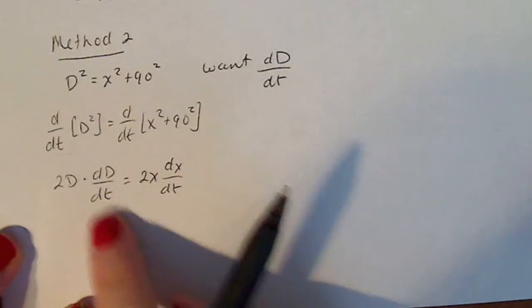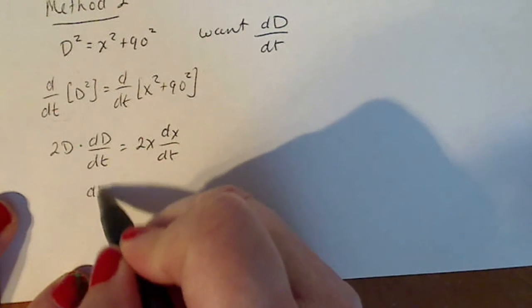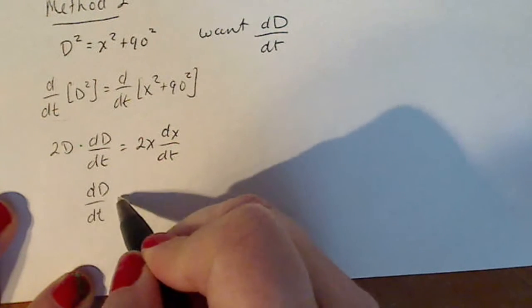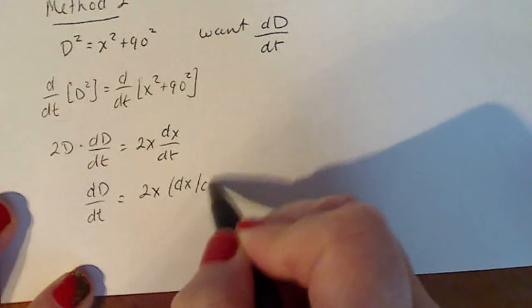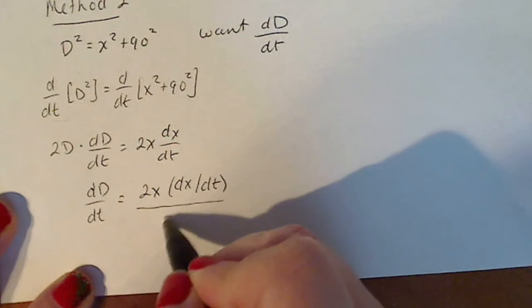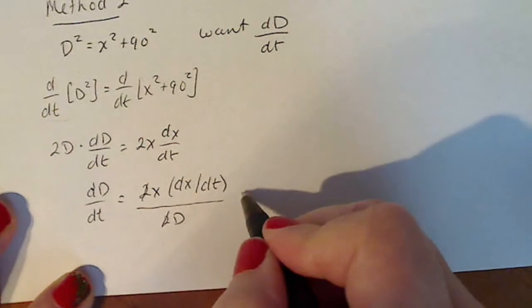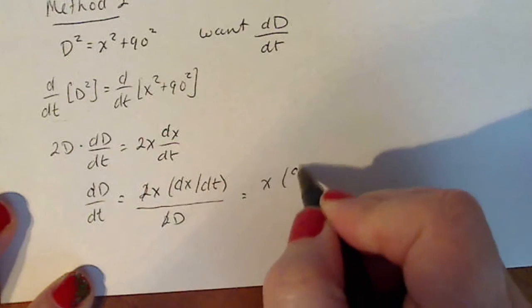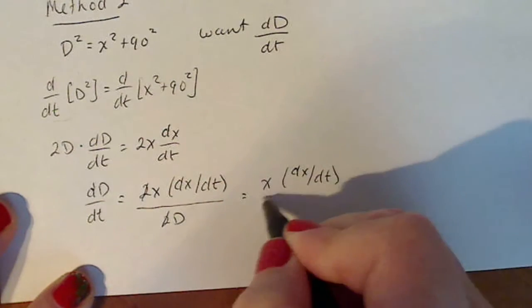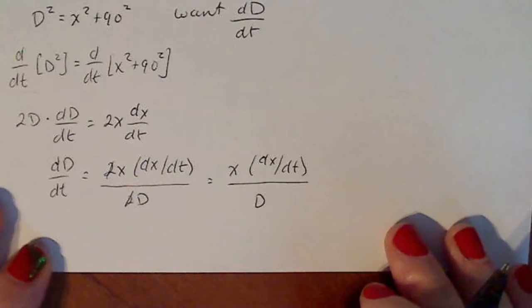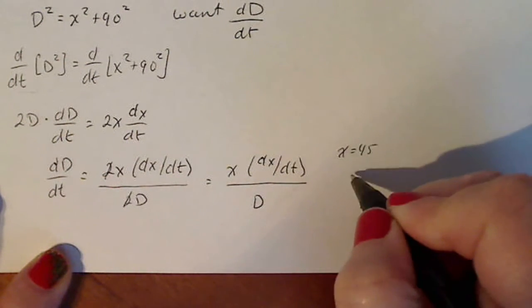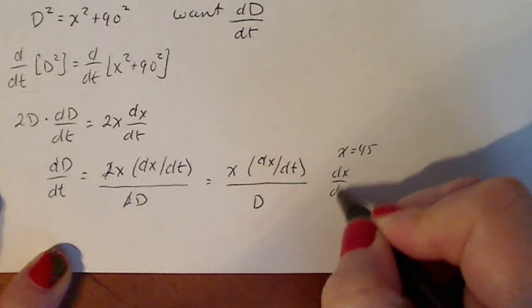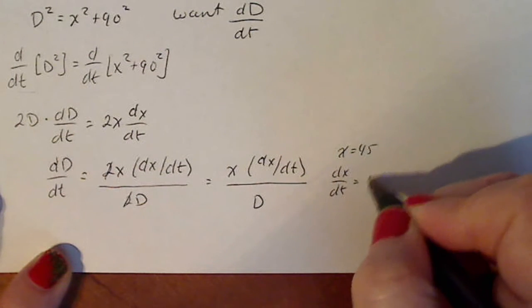So in the process of solving for dd/dt, I come up with dd/dt is equal to 2x times dx/dt divided by 2d. The 2's go away, so I'm left with x times dx/dt divided by d. At this point, I know that x equals 45. I know dx/dt is equal to 100.